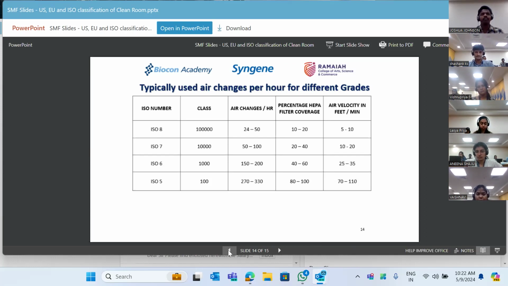Like it covers the area, whether the force will be higher in class, that is ISO 5, than ISO 8. Yes, you are absolutely right. What you are meaning is 10 to 20% is the filter coverage area, an approximation. For example, ISO 5, if you see the ceiling, the complete ceiling will be with 80 to 100, say 80% coverage.